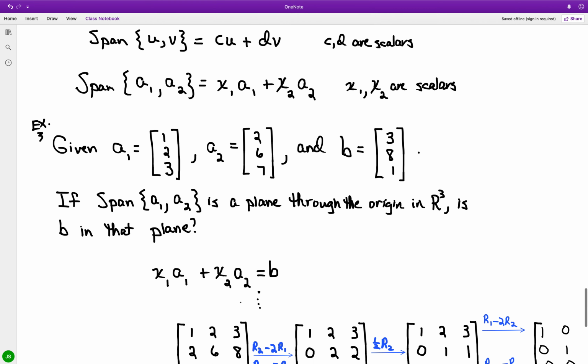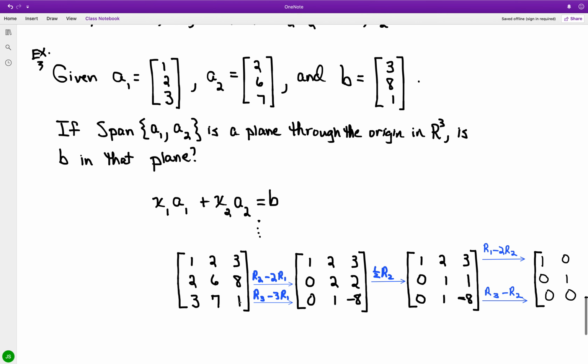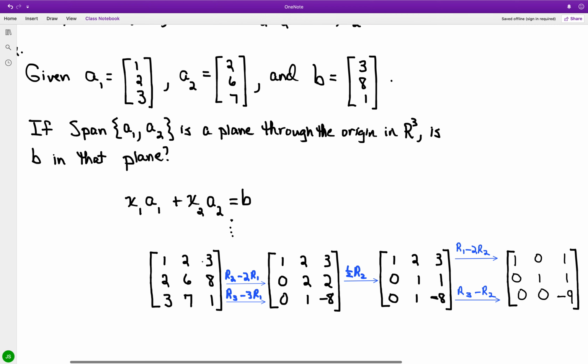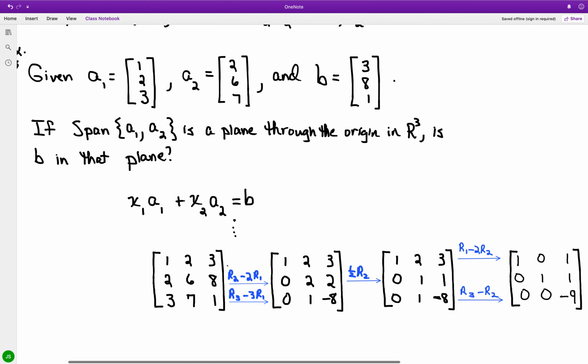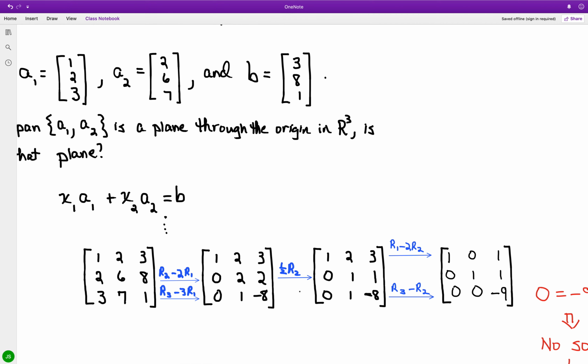So we have this bit of history to repeat, and so again we have, just a little shorthand, so we don't have to put in the variables, just go ahead and cut to the chase. All right, so you have 1, 2, 3, 2, 6, 8, 3, 7, 1 from the top, middle, and bottom rows of a1, a2, and b. And again, getting this to reduced echelon form, I can convert the 2 and the 3 to zeros. So again, take away twice R1 from R2 and 3 times R1 away from R3.